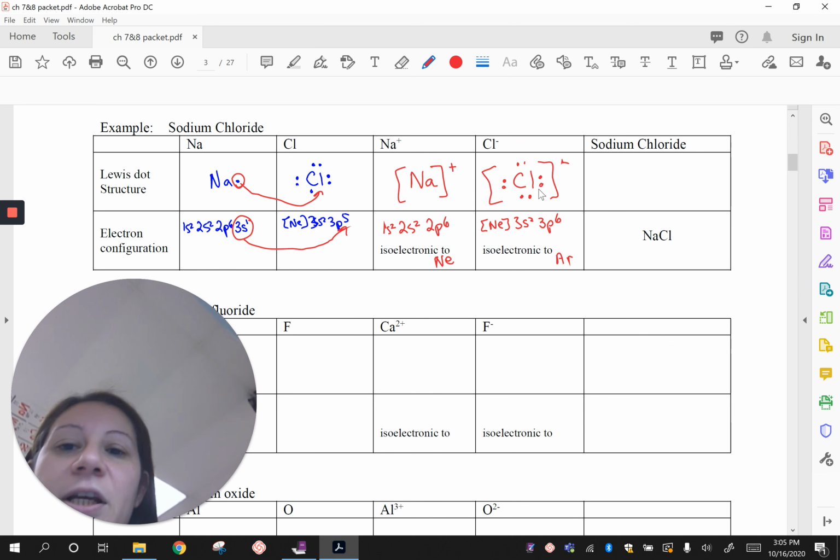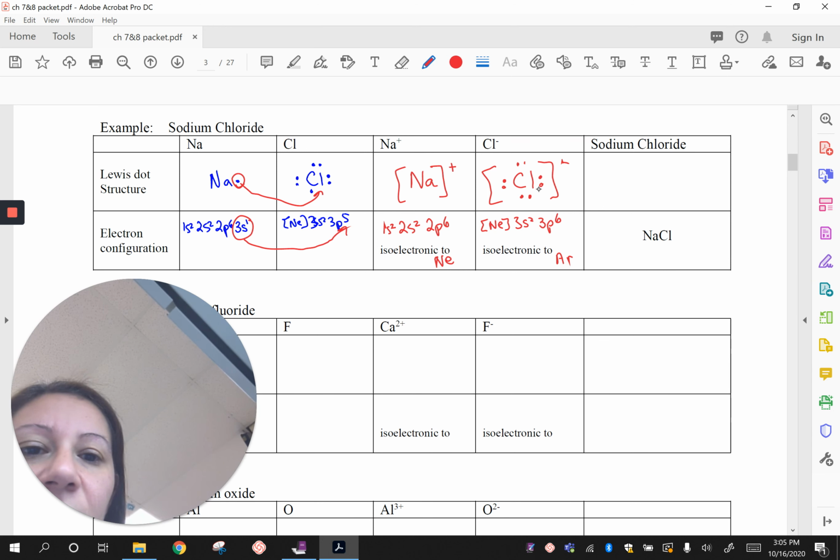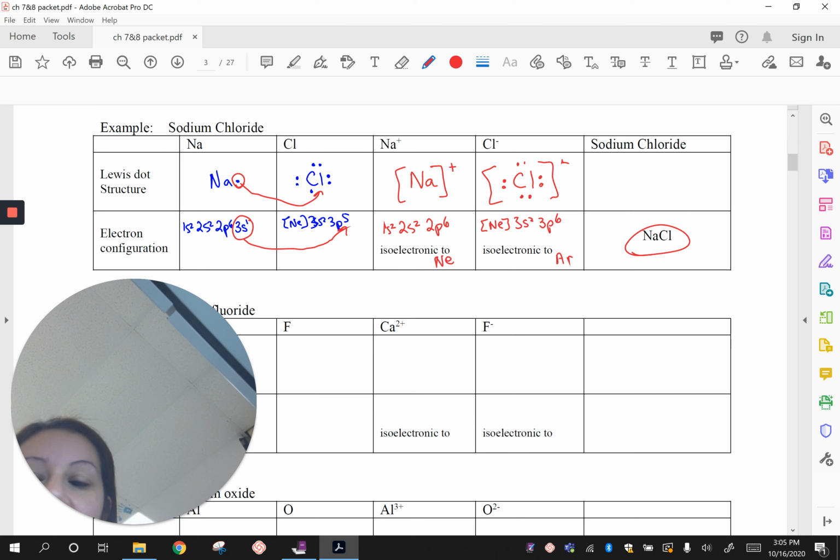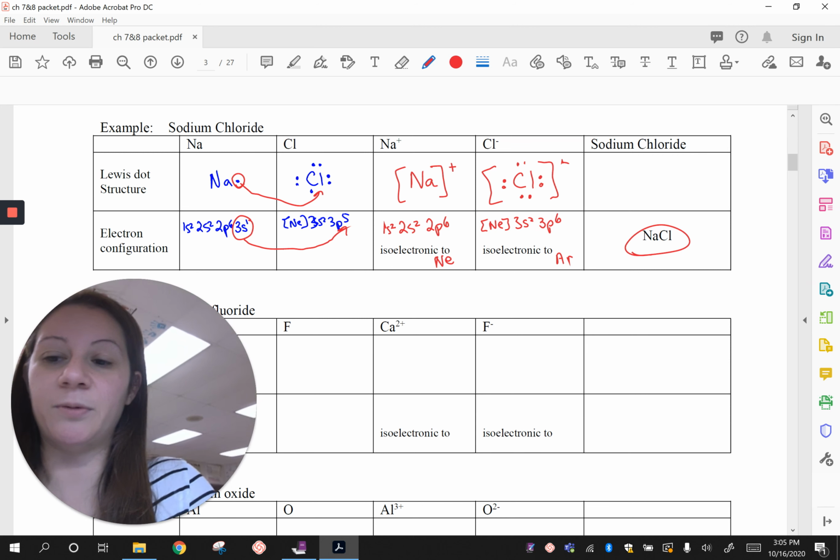Okay, so to show this, we're going to write the formula. The formula would be NaCl. Oh, sorry, it's already there. I don't need to write it here. There is the formula down there. Here it is. And this chemical formula is telling us we take one sodium, one chlorine, put them together.